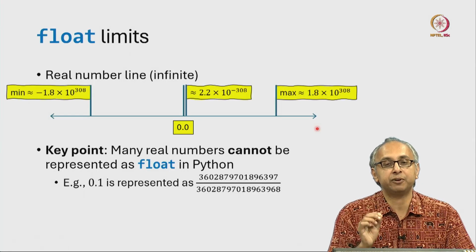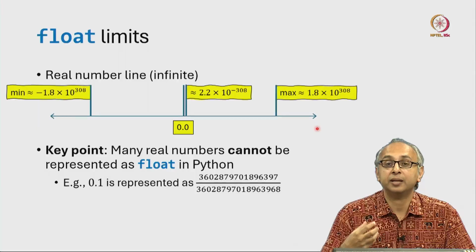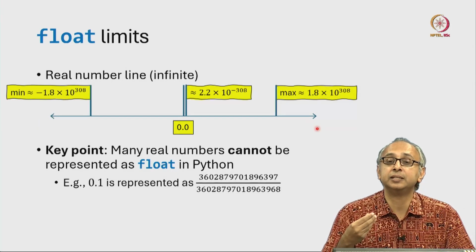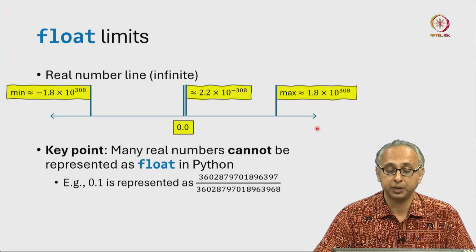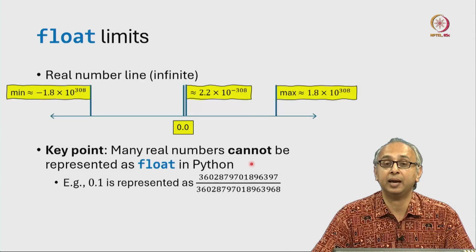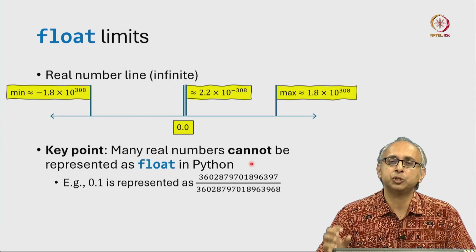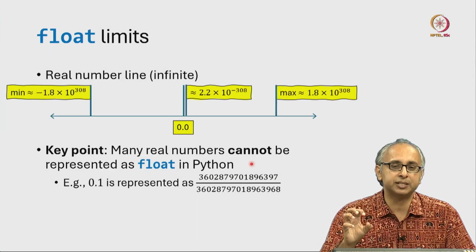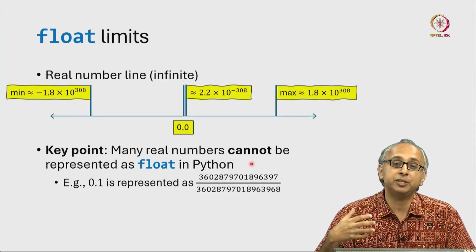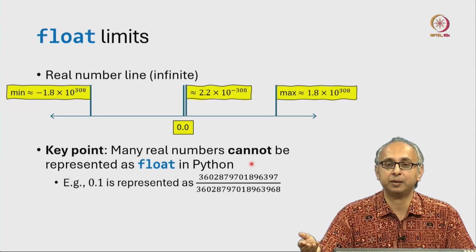So this is a very, very important point, because it leads to all kinds of strange and sometimes disastrous errors when we write code that deals with real numbers. Many real numbers cannot be represented precisely as floats in Python. And since many other programming languages use essentially the same representation that Python does, this floating point representation, many of these challenges carry over to other programming languages.